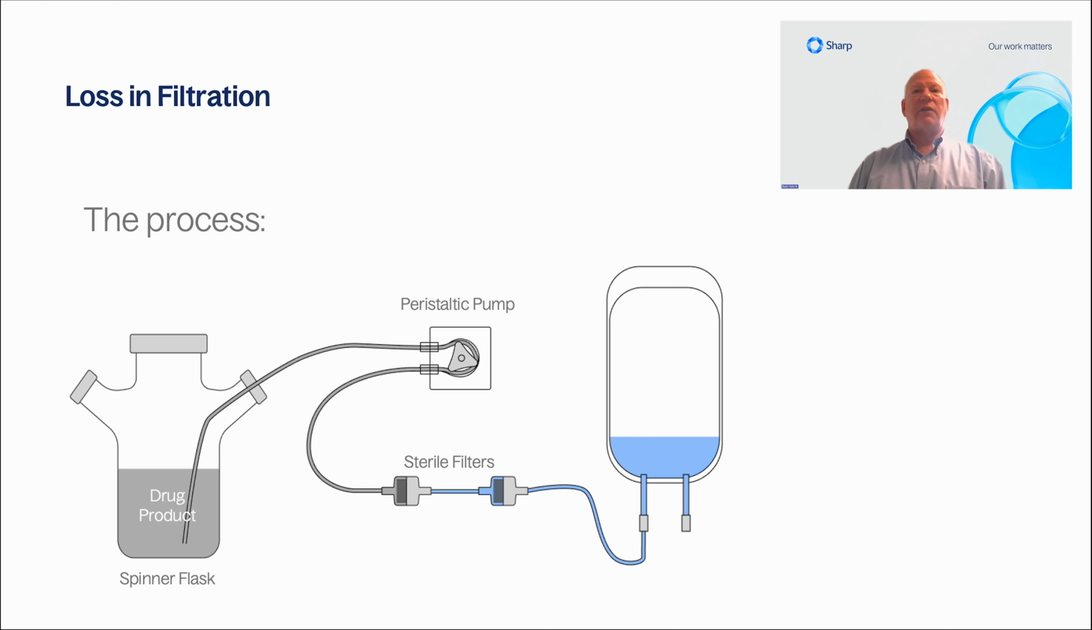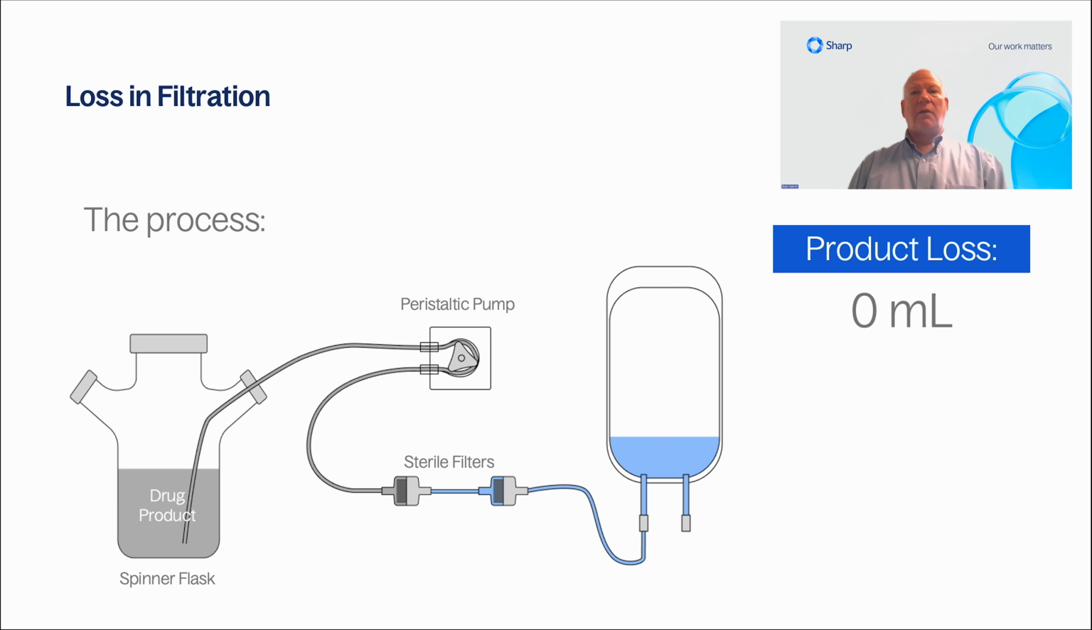Next, we sterile filter the solution. For this, we have tubing that pulls the drug product from the spinner flask. The solution runs through two sterile filters, a bioburden reduction filter and a sterilizing filter. Then, this solution is transferred to a new pre-sterilized vessel. This can be another spinner flask or it could be a biobag. This process involves a lot of product loss.